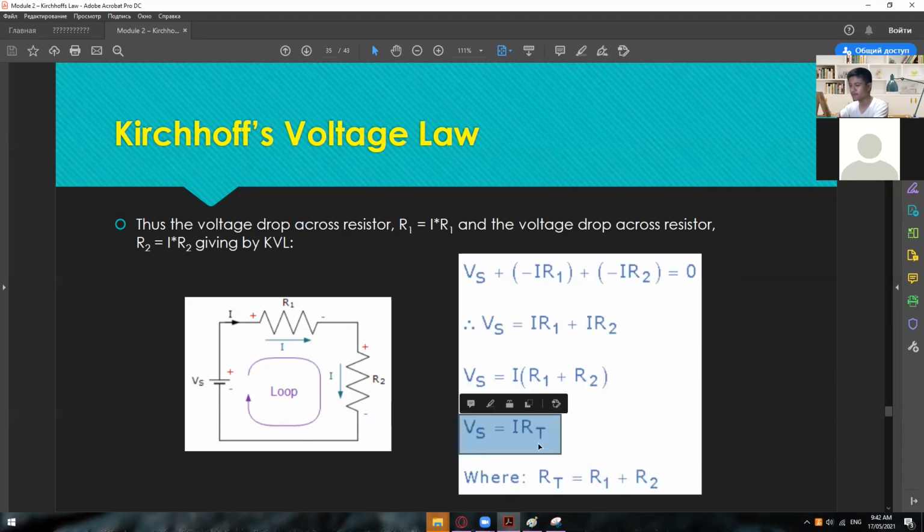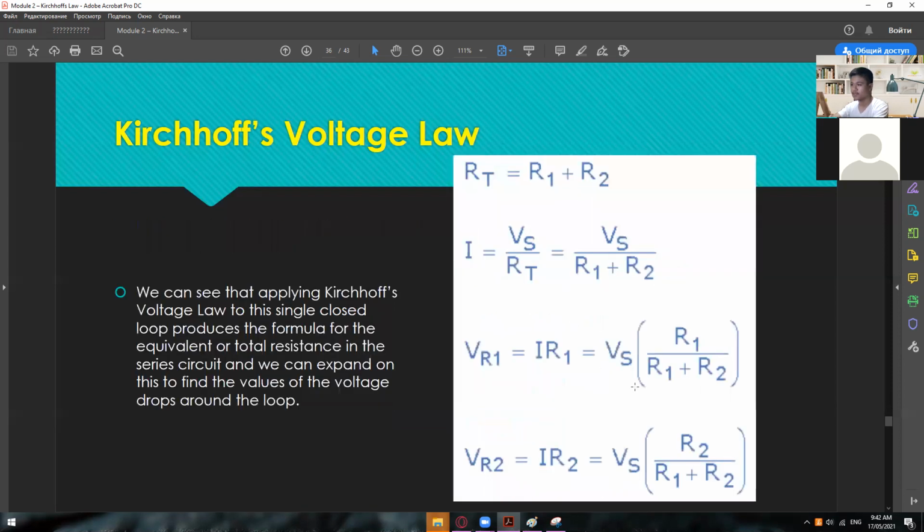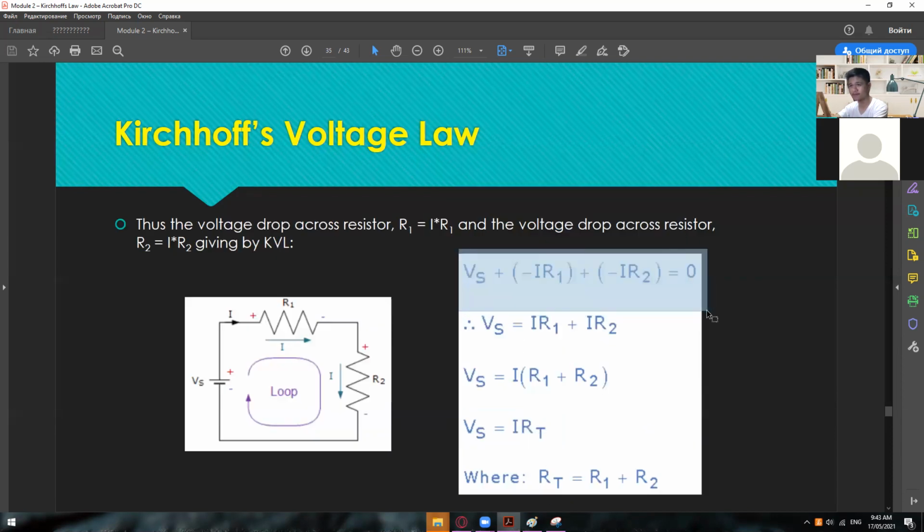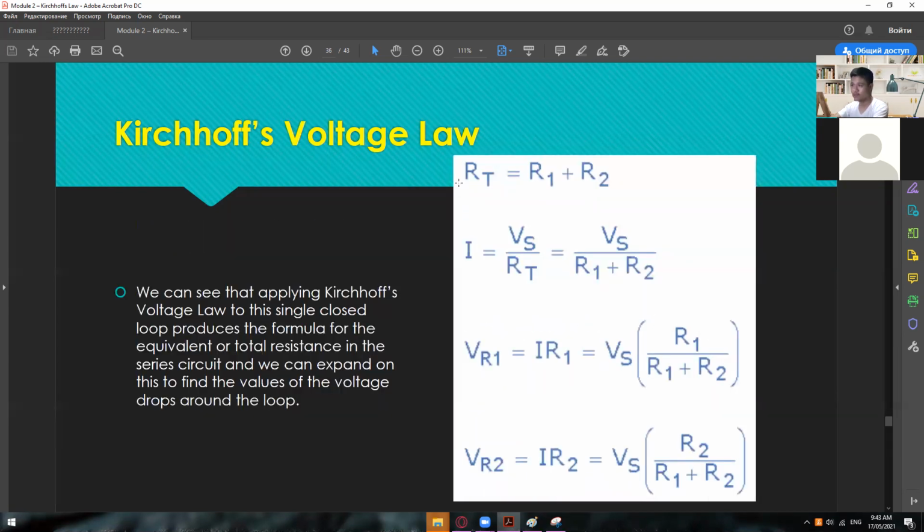If you take a look at this, it's the same as what we have in Ohm's law, V equals IR. Of course, if you have the total voltage, you also have the total current and the total resistance, wherein total resistance is R1 plus R2. From here we can have another equation which was derived from KVL, which is now a combination of Ohm's law. So we have RT equal to R1 plus R2, and I is equal to V divided by R, wherein your R is R1 plus R2.